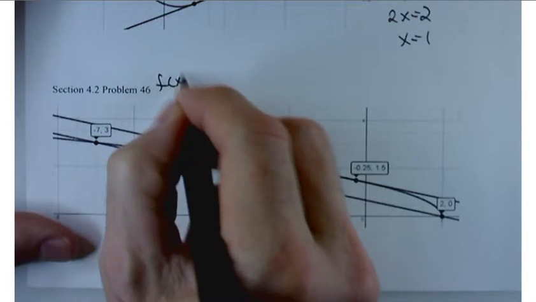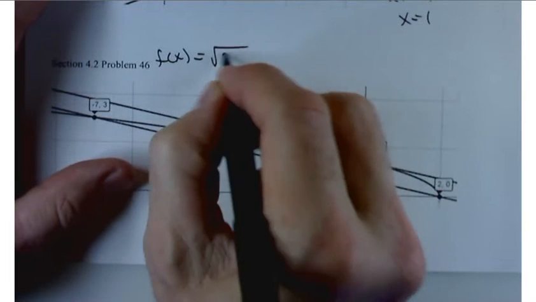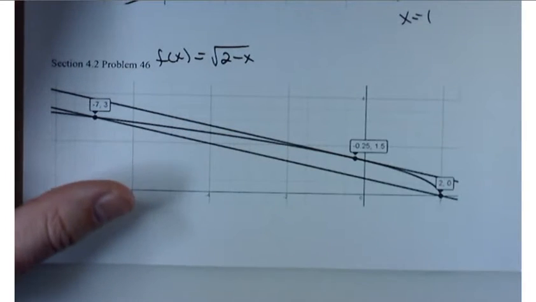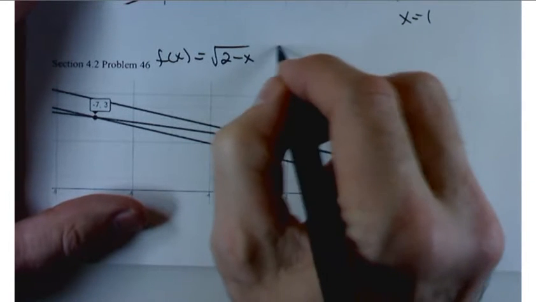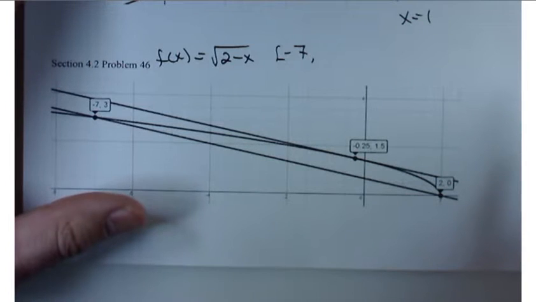f of x is the square root of 2 minus x. We're going to work on this on the interval from -7 to 2. I'm sorry.